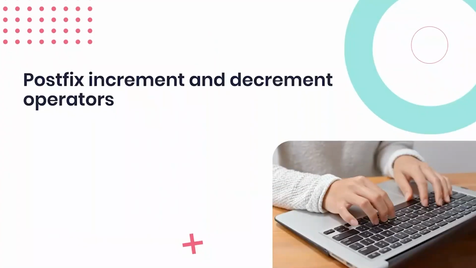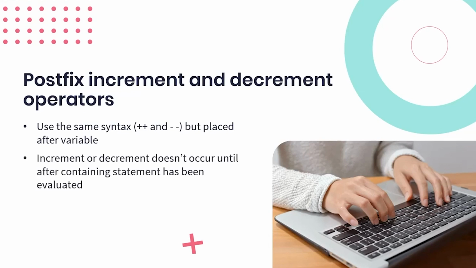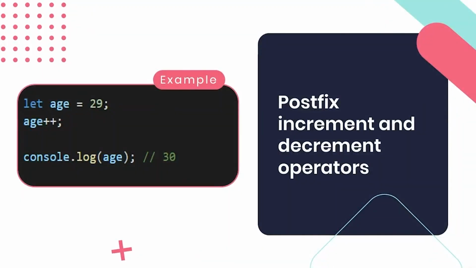The postfix version of increment and decrement use the same syntax, but are placed after the variable instead of before it. Postfix increments and decrements differ from the prefix versions in one important way. The increment or decrement doesn't occur until after the containing statement has been evaluated. In certain circumstances, this difference doesn't matter, as in the next example. Moving the increment operator after the variable doesn't change what these statements do, because the increment is the only operation occurring. However, when mixed with other operations, the difference becomes apparent.